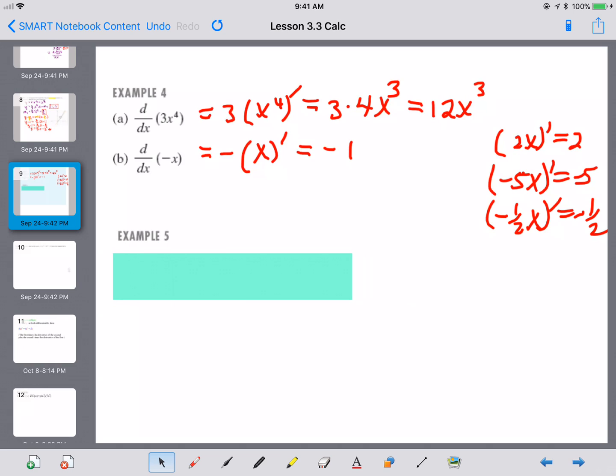Is that because the x has a power of 1, so just to the power of 0, which makes it 1? Exactly. It follows power rules.